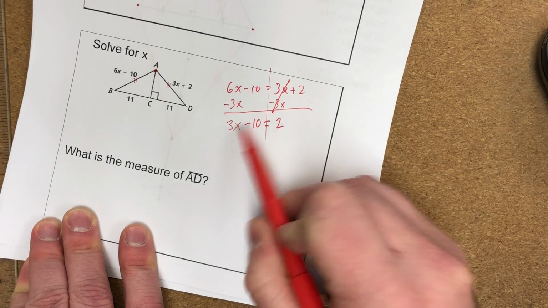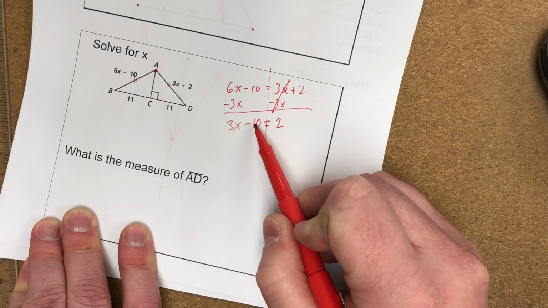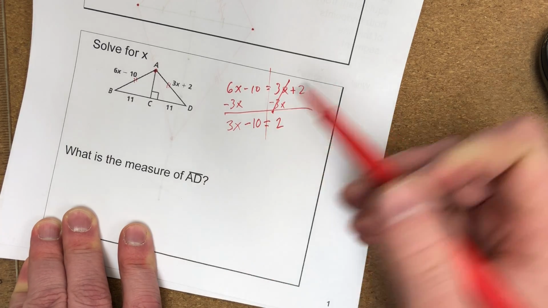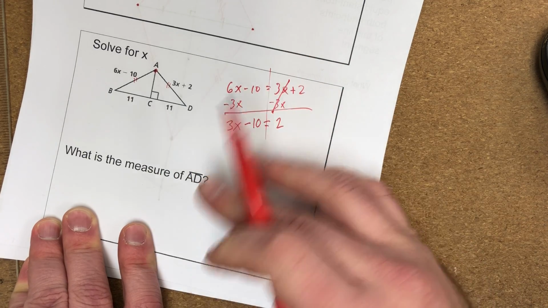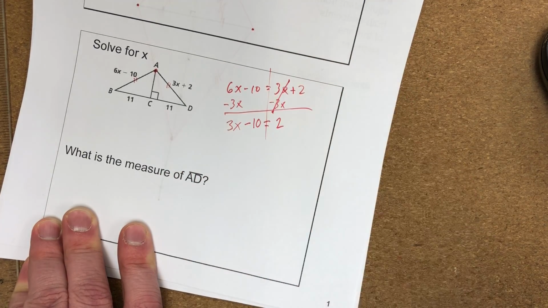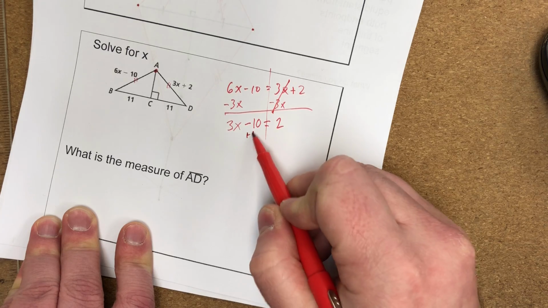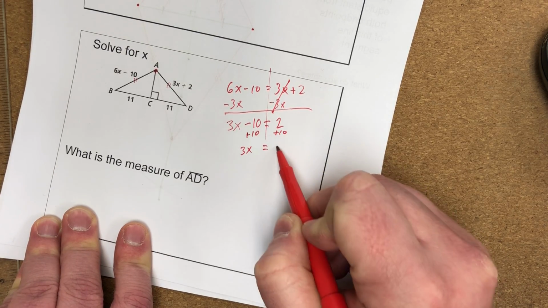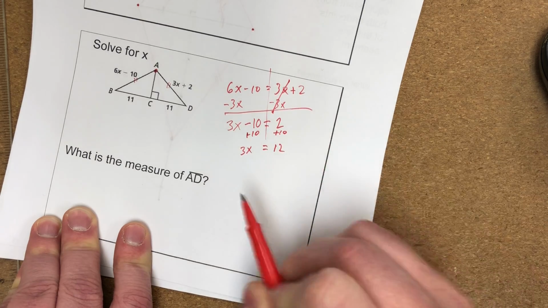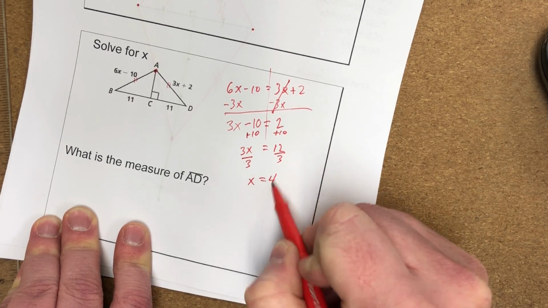So in our next step, we're trying to get x by itself, so I've got the 3 and the 10. I'm going to get rid of the 10 first. When we're trying to isolate x, adding and subtracting is easiest to do first. We do all the adding and subtracting until there's none left to do, and then we'll do division. So I'm going to add the 10 to both sides. 3x is equal to 10 plus 2, which is 12. We'll divide both sides by 3, and we get x is equal to 4.